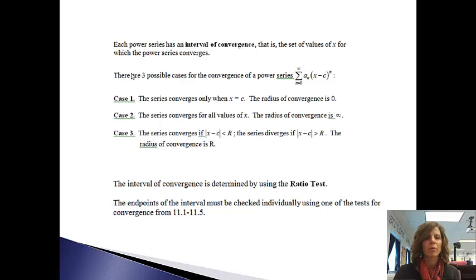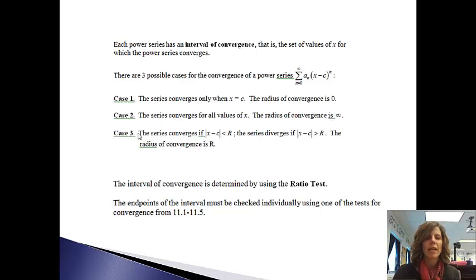There are three possible cases. The first case is the series only converges at one x value. So when we get through, we'll find only one x, and the radius of convergence would be 0. In the second case, the series will converge for all values of x, so no matter what you put in for x, we're going to get the series to converge. The radius of convergence would be infinity.